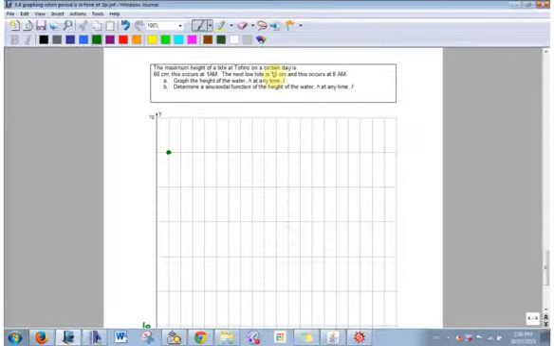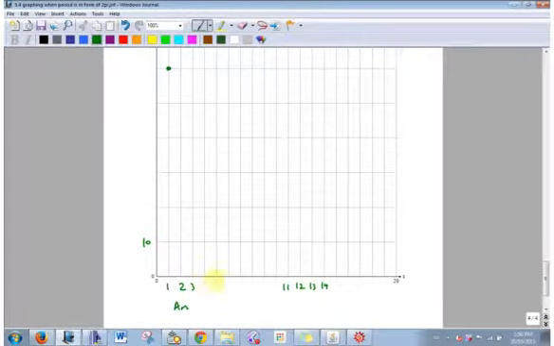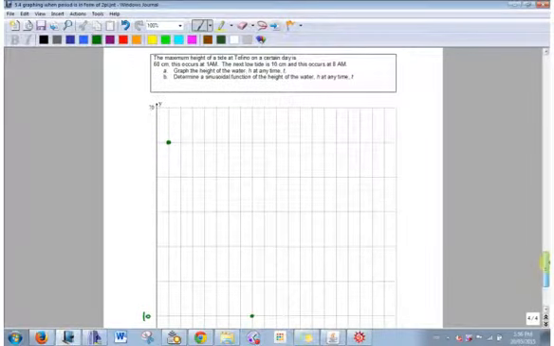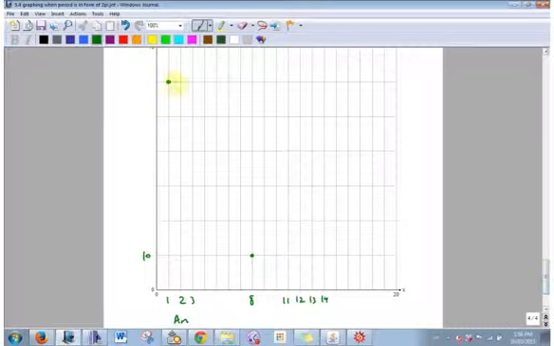The low tide is 10 centimeters at 8 a.m. 4, 5, 6, 7, 8 a.m., it's at 10. Guess what we got to do? Graph that, find an equation. That's the max. That's the min. Because it tells you, low tide is another way of saying minimum. Okay?